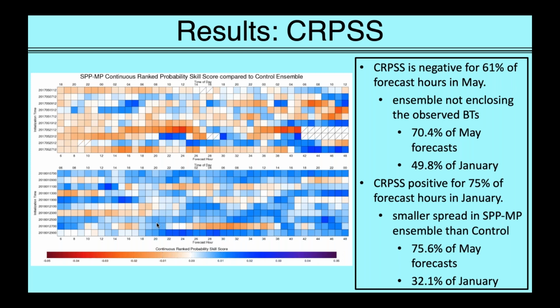The SPP-MP, though, did result in a positive CRPSS for 75% of the forecast hours in January. We can see this in this figure over here. These blues indicate positive continuous ranked probability scores, and like I said, that means the CRPS for the SPP-MP is smaller than control, which is what we would like. Up here, there's a lot more of these oranges and greens. We did find that in January there is a smaller spread in the ensembles. So that was in about 75% of the May forecasts and only 32% of the January forecasts.